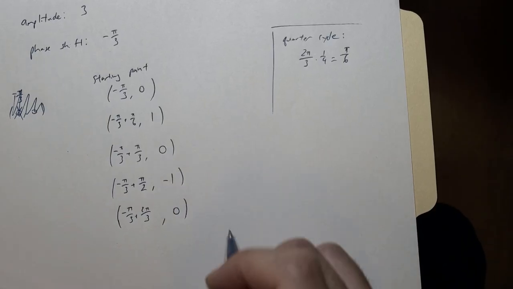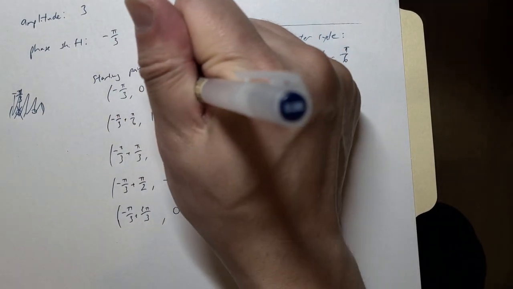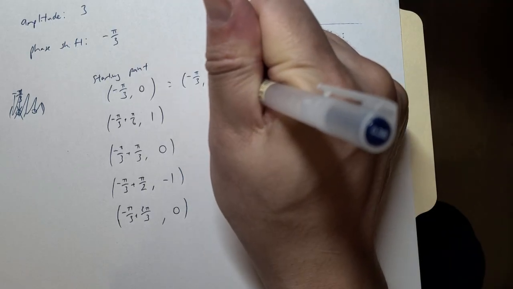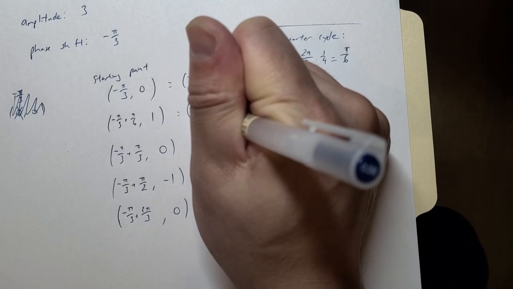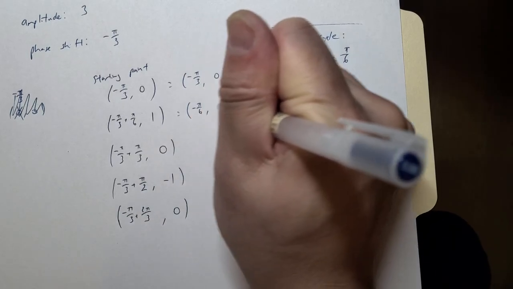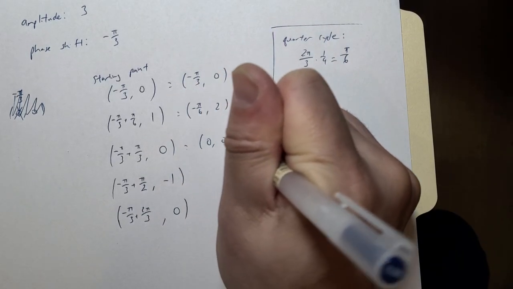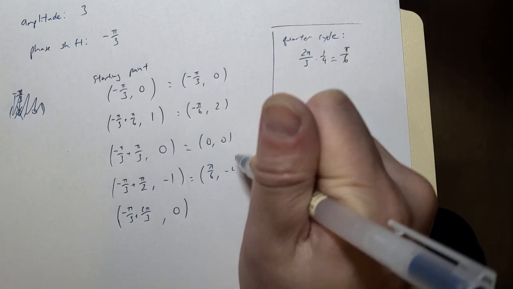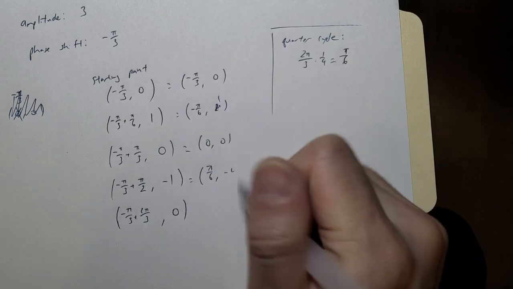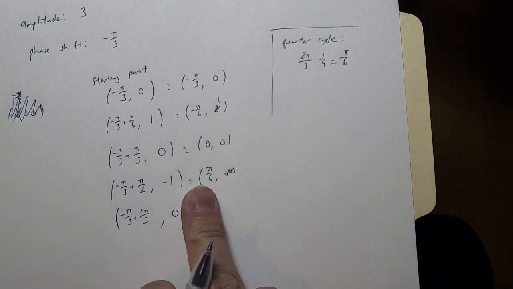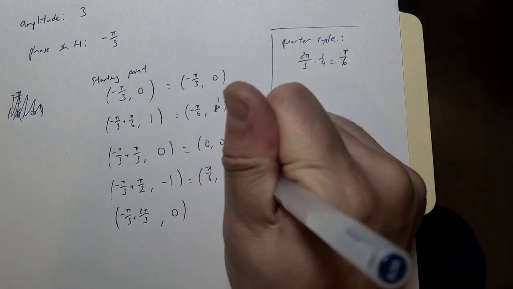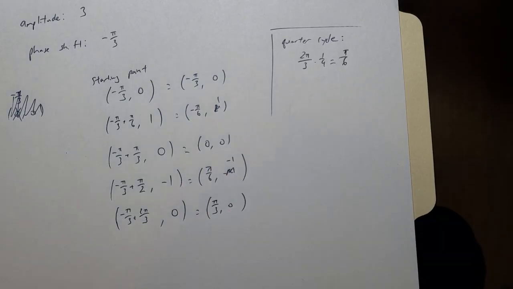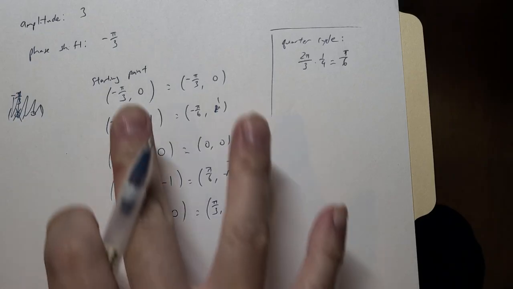Okay? So let's simplify. This is minus pi over 3, comma 0. This is minus pi over 6, comma 2. This is 0, comma 0. This one is pi over 6, comma minus 1. I already applied the thing, so I'm reading from my sheet. I already calculated these out. And this is pi over 3, comma 0. Okay? So we got the x coordinates.